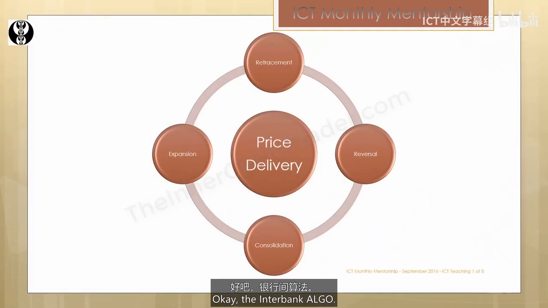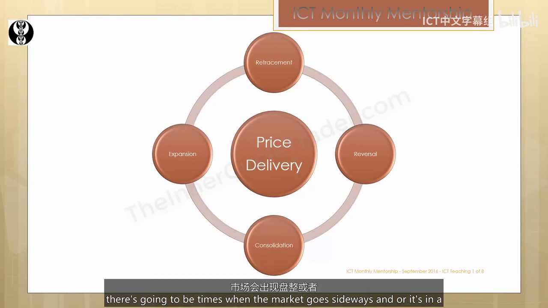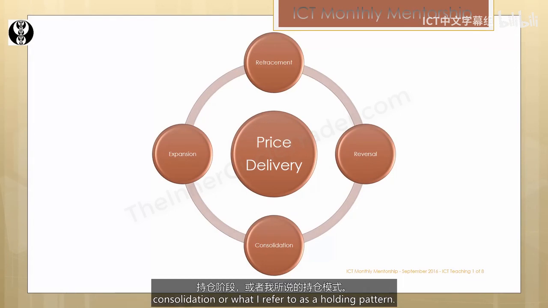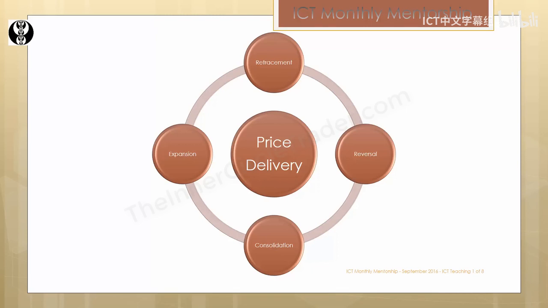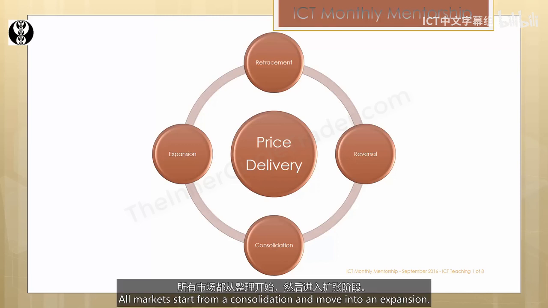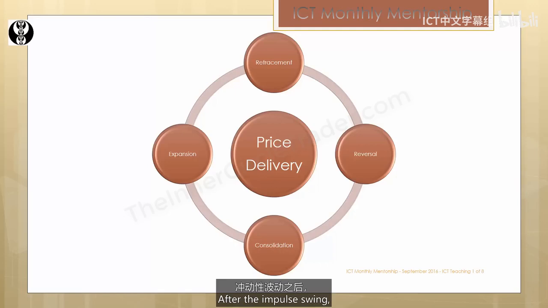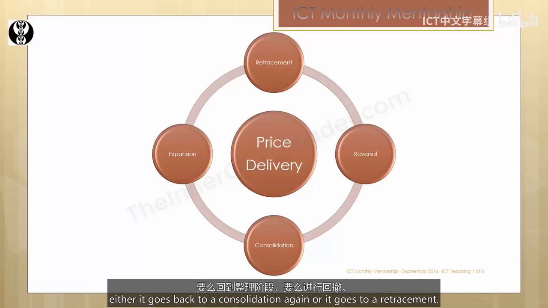Okay, the interbank algo. Obviously, there's going to be times when the market goes sideways or it's in a consolidation, or what I refer to as a holding pattern. Now, when this happens, the market will be looking to do an expansion. All markets start from a consolidation and move into an expansion. That means there's an impulse move or an impulse price swing. After that impulse swing, either it goes back to a consolidation again, or it goes to a retracement.